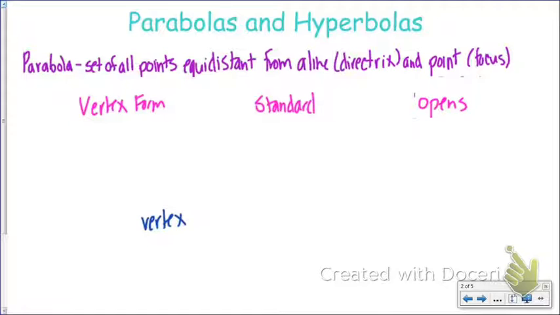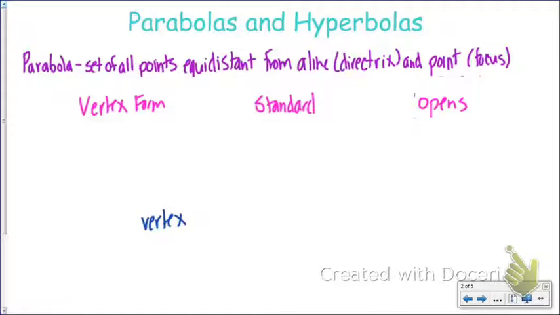You first saw parabolas when you did quadratic equations, actually in Algebra 1 even. A parabola is just the set of all points that are equidistant from a line and a point. That line was called the directrix, that point was called the focus. You guys may be just more familiar with seeing this shape. So a parabola was something that looked like y equals x squared, looks something like that. That's your parabola.